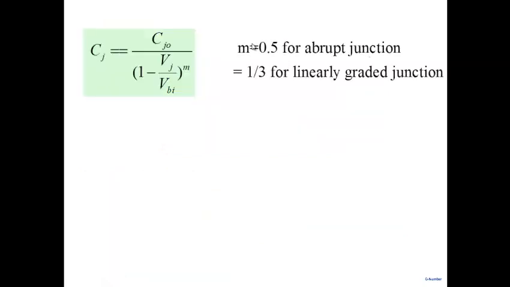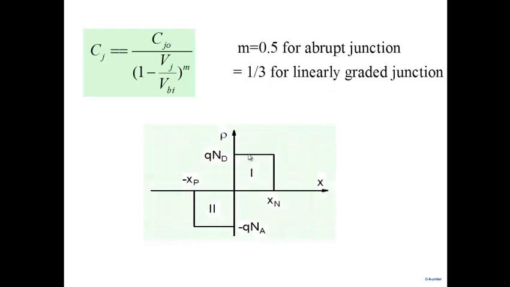Okay. All right. So m equals 0.5 for an abrupt junction, and an abrupt junction is like this here. Doping abruptly changes from Nd to Na, and doping is uniform in this region. Doping is uniform in this region. So for that case, we have derived m equal to 0.5.